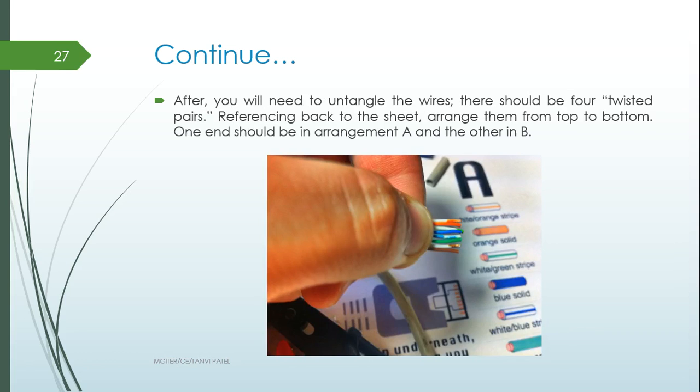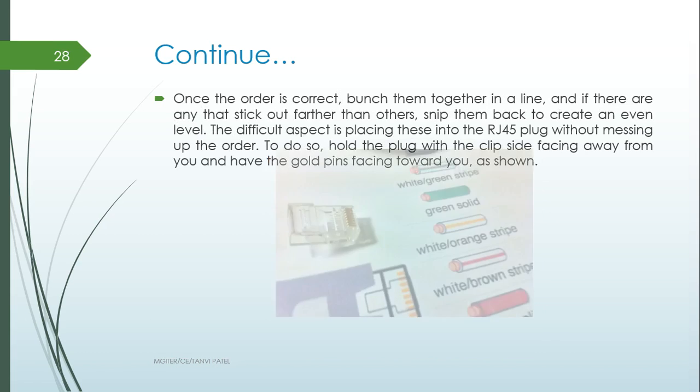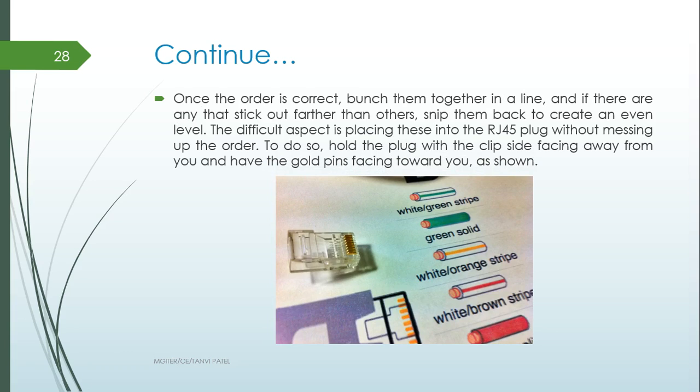After that you will need to untangle the wires. There should be 4 twisted pairs. Referencing back to the sheet, arrange them from top to bottom. One end should be in arrangement A and the other in arrangement B, which you have seen in the figure first. Now, once the order is correct, bunch them together in a line, and if there are any that stick out further than others, snip them back to create an even level.